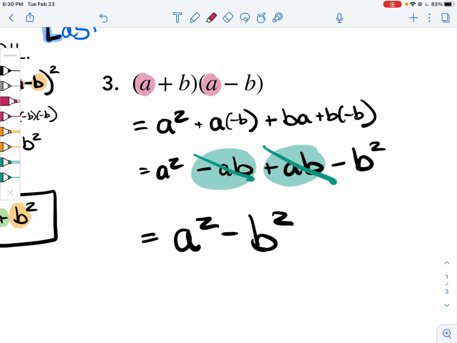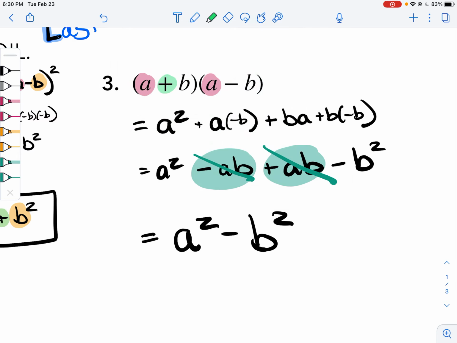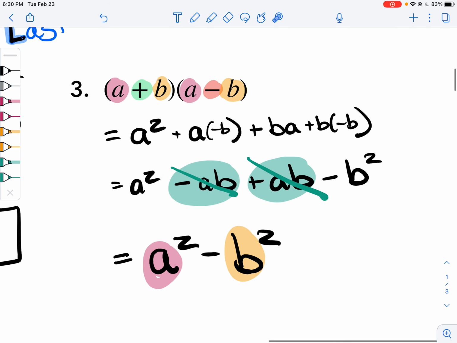If you have a plus b times a minus b, so a plus b times a minus b, that's a squared minus b squared. That's so fun because those middle terms cancel out, just like a plus and a minus cancel out. That's great.